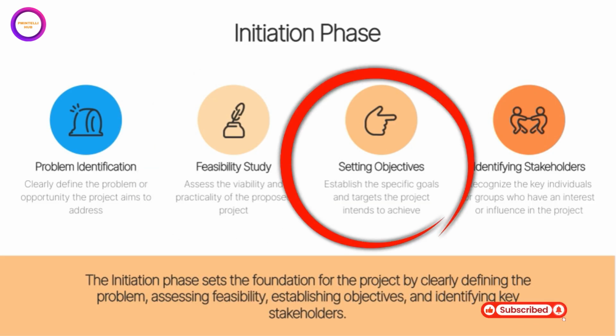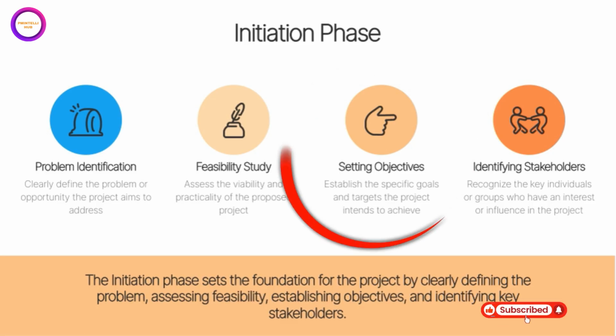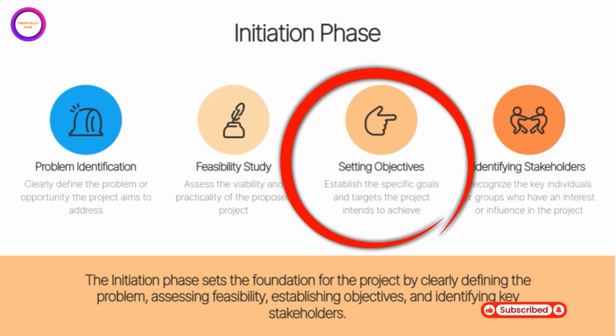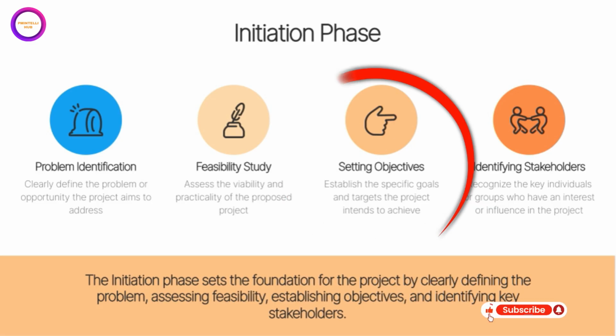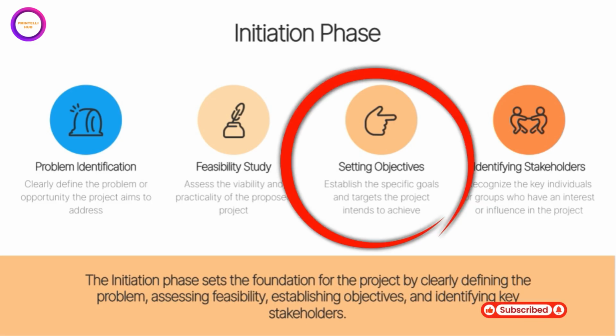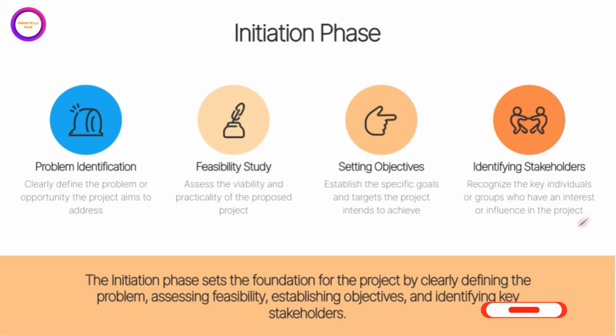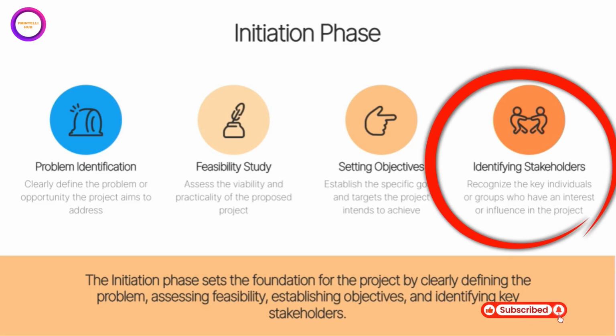Then, we establish the specific goals and targets for the project. Setting clear objectives gives us a roadmap and helps measure success down the line. It's about knowing exactly what we want to accomplish. Finally, identifying stakeholders is key. These are the people or groups who have an interest or influence over the project. Recognizing them early ensures we consider their needs and expectations from the outset.